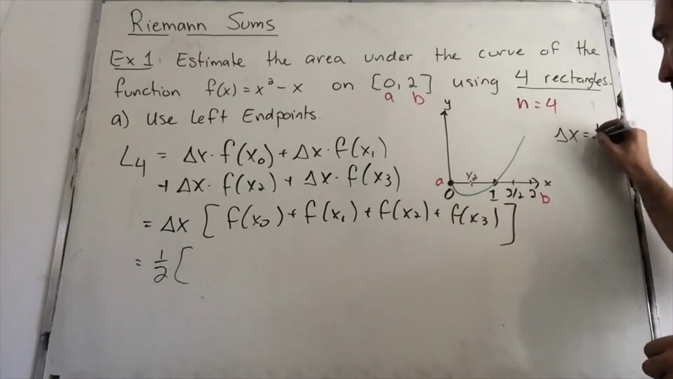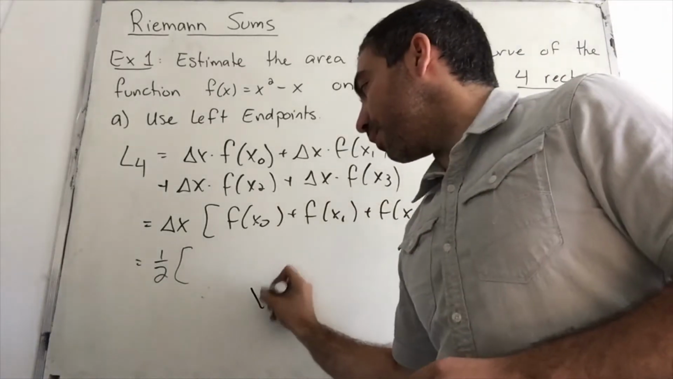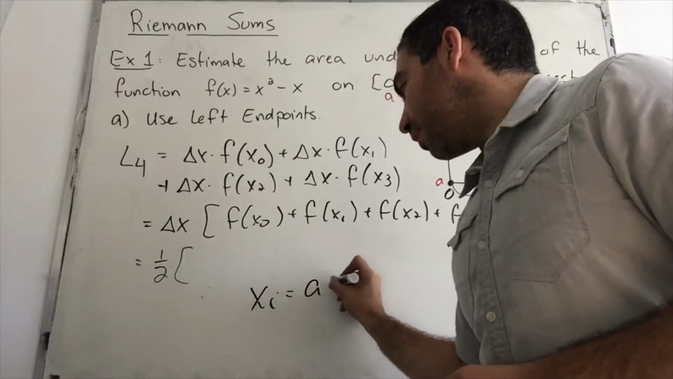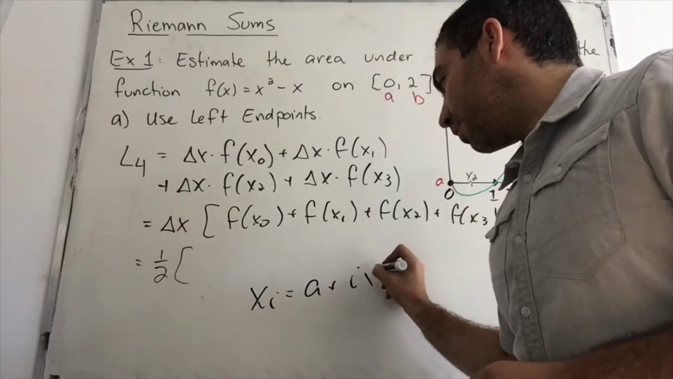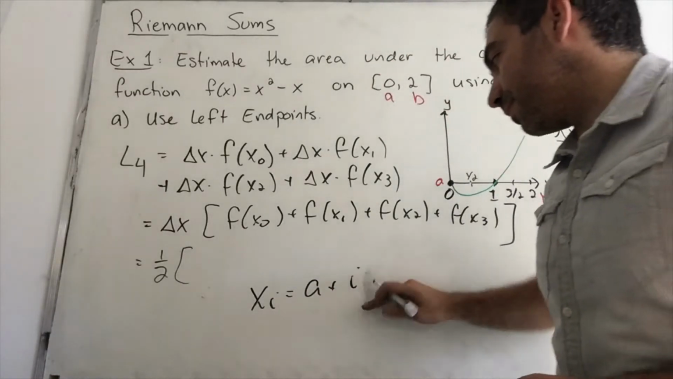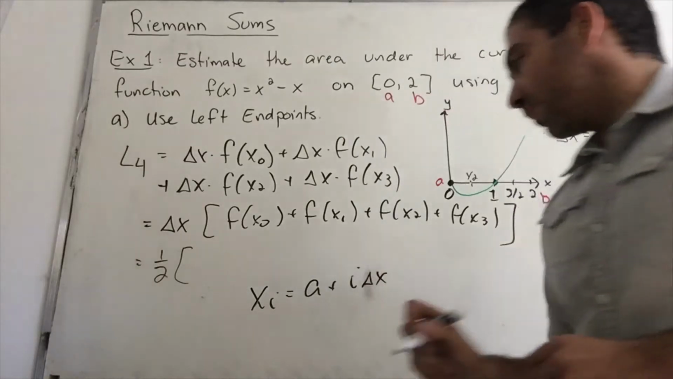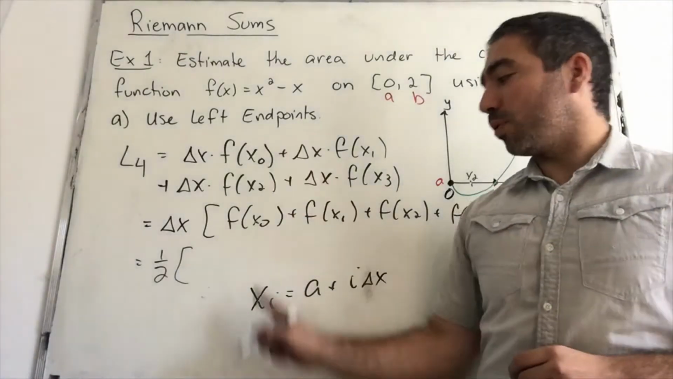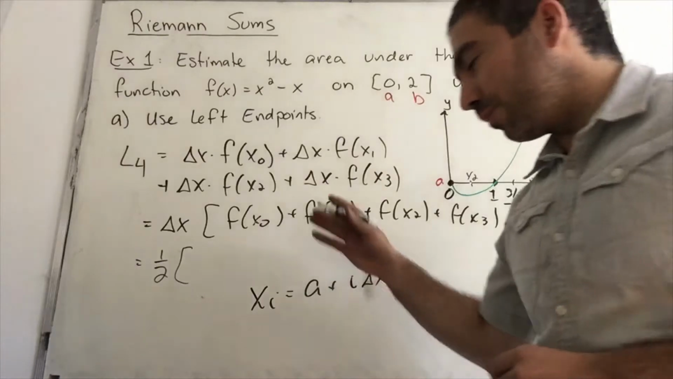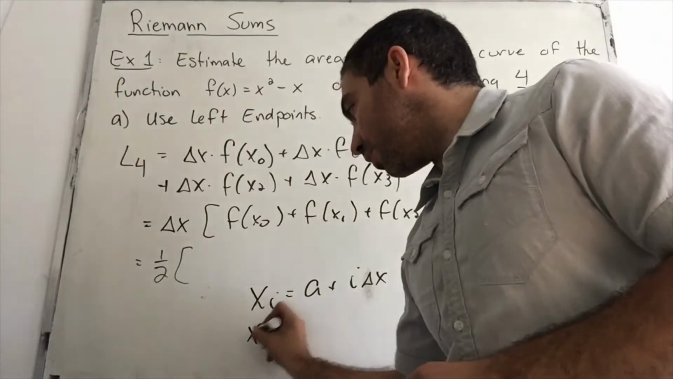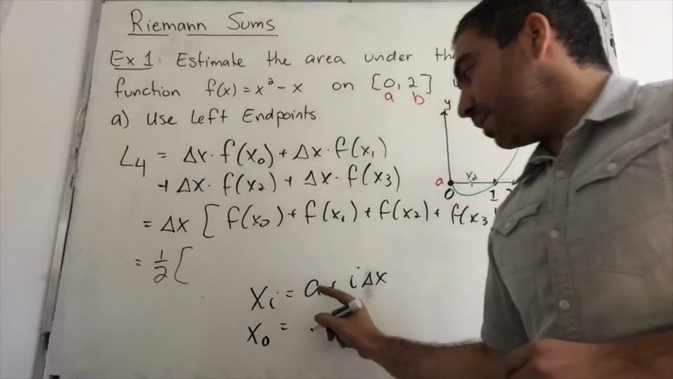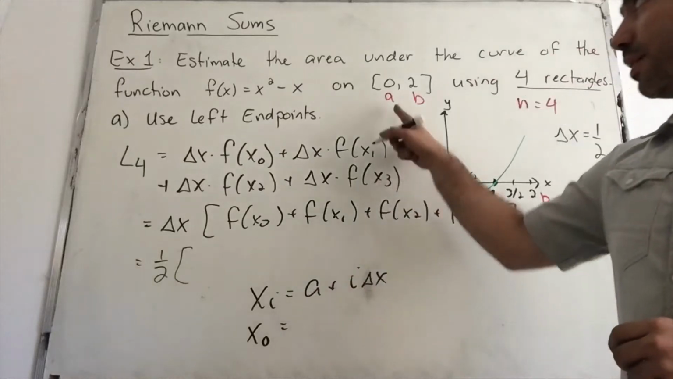How do we do that? Well, we use the second formula that we have: x_i equals a plus i delta x. Since it's the left endpoint, we're starting with x0. You don't have to write all this down, but you could if you want. That means we're starting with a, and a we know is 0.